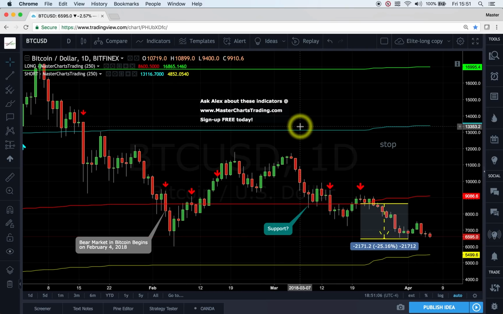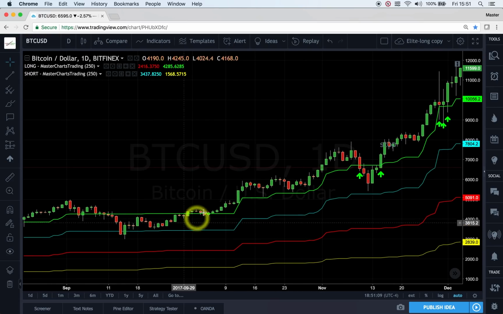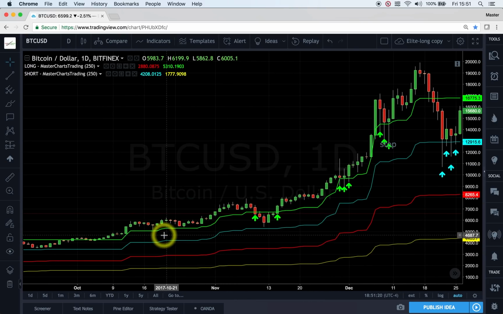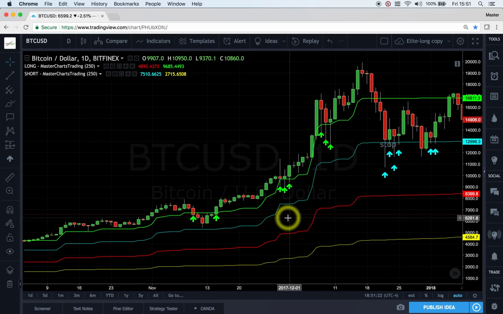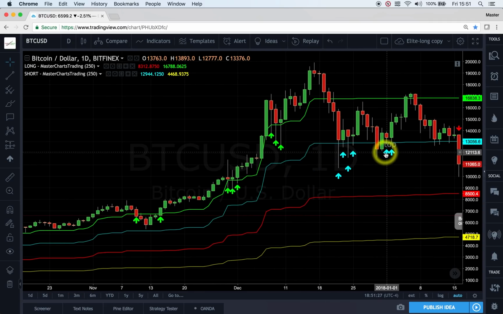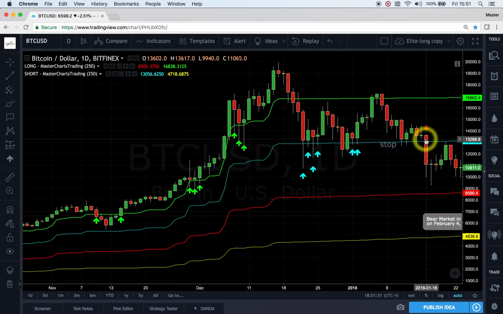It's pretty straightforward. You can see before we were making higher highs and higher lows, and we would have been finding opportunities to buy around the blue line. For example, here's one in 2017 in September. And then you can see a bunch of arrows here where good buying opportunities would be. And especially here at the blue line, you can see several really good buying opportunities. But then we had a break.